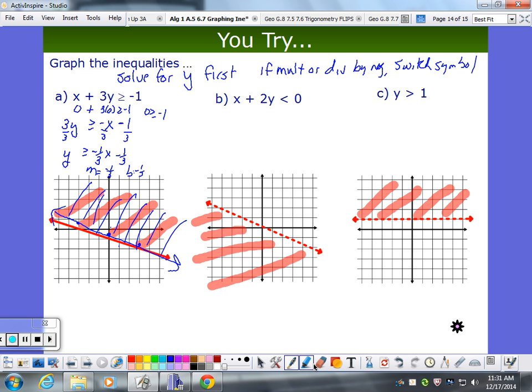This is 2, right? So look at that. This one is 2y is less than negative x, right? And y is less than negative half x. So your m is negative half, and your b is 0. So down one, what? And for this one, just convert the horizontal, and you shade up.